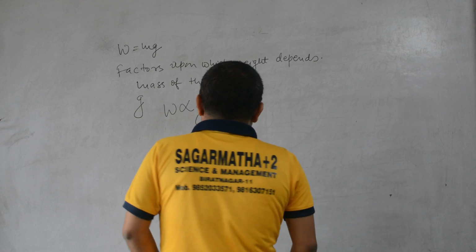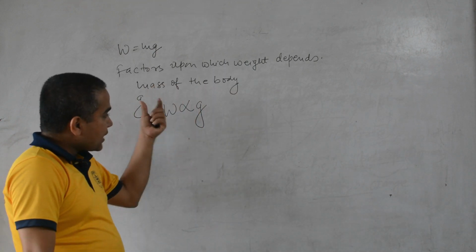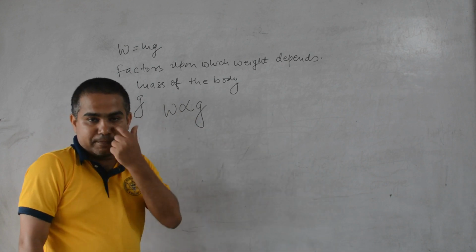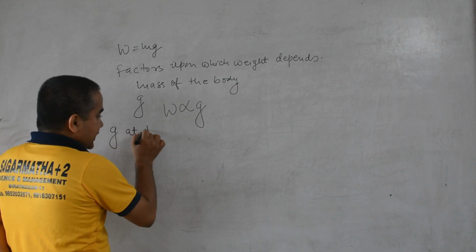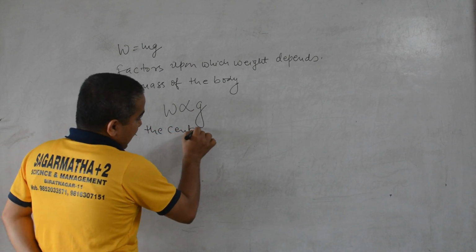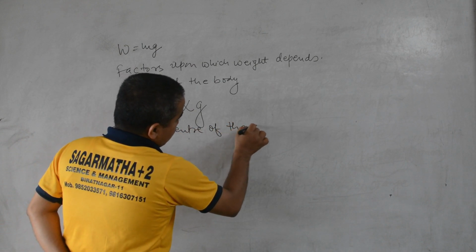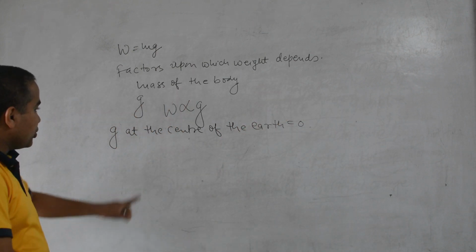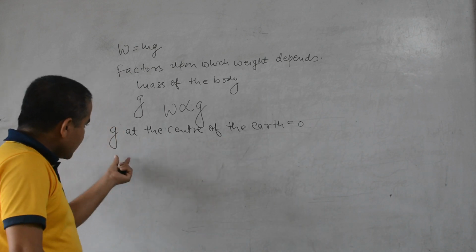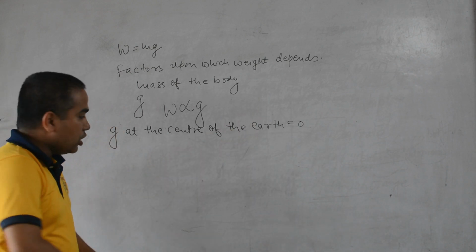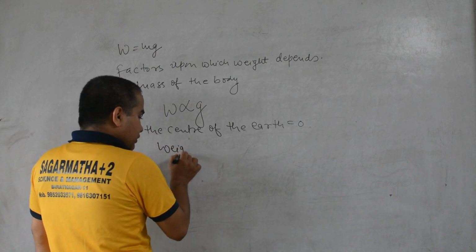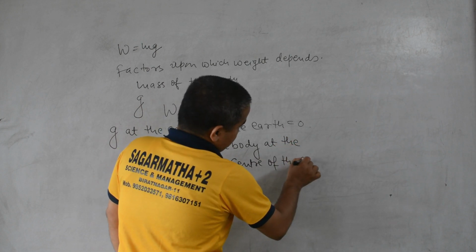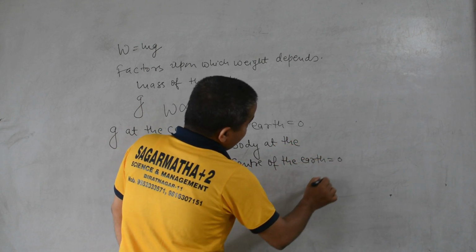Moreover, the same factors which affect acceleration due to gravity are going to affect the weight of the body. Acceleration due to gravity at the center of the earth is zero. Yesterday in my video I derived the acceleration due to gravity at the center of the earth. So if acceleration due to gravity at the center of the earth is 0, then definitely the weight of a body at the center of the earth is also going to be 0.